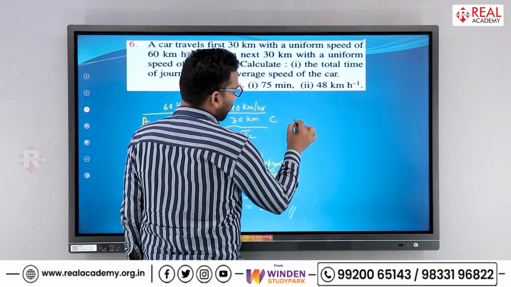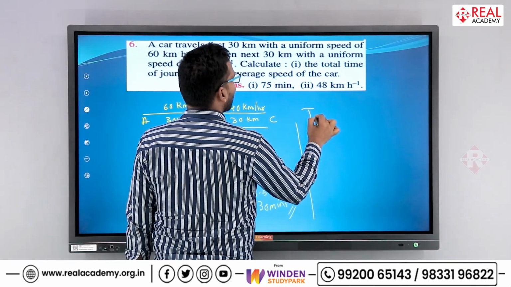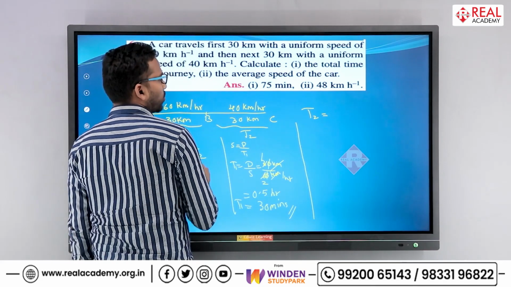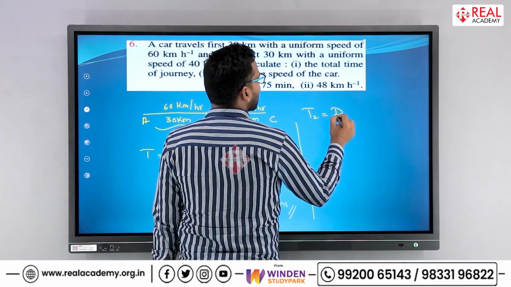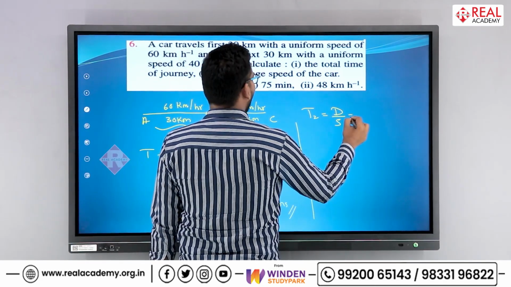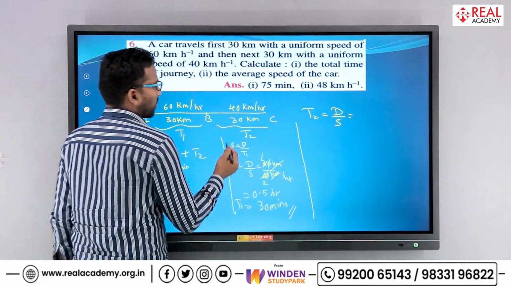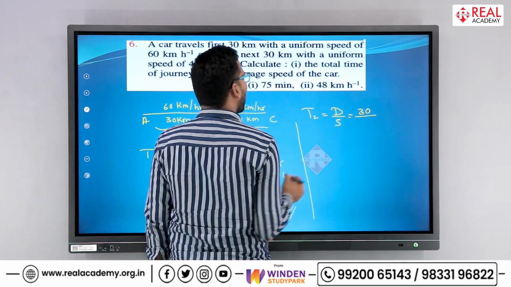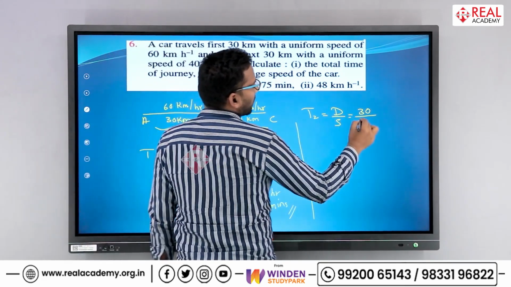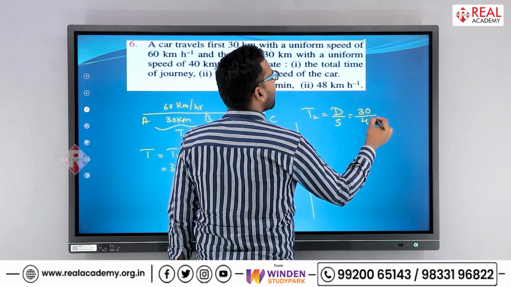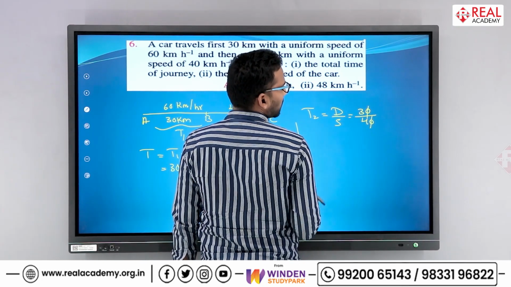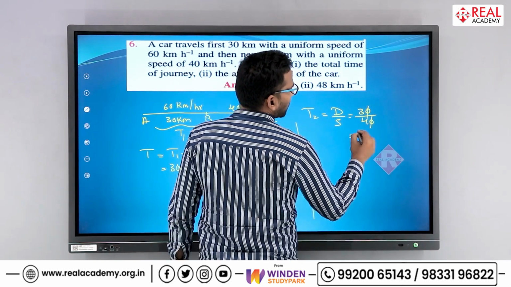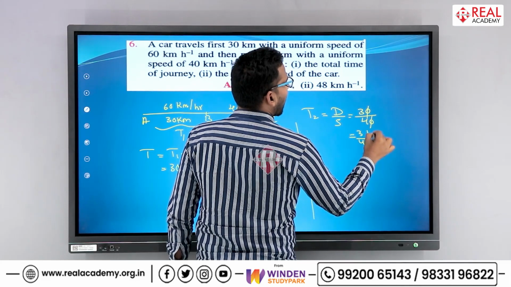Chalo, let us try to analyze T2. T2 is distance upon speed. What is distance? 30 kilometers, same distance, and speed it has been reduced, that is 40 kilometers per hour. So this is 3 by 4. This is 3 by 4 hours.